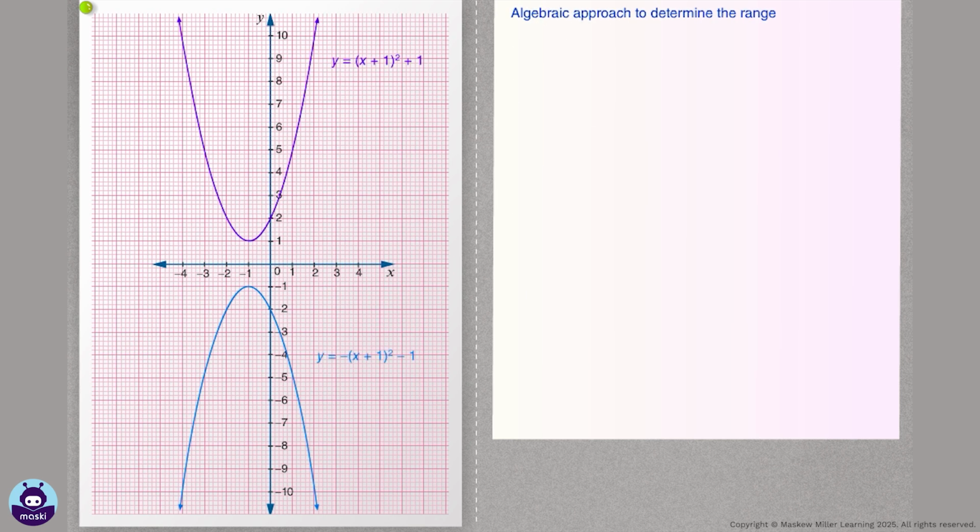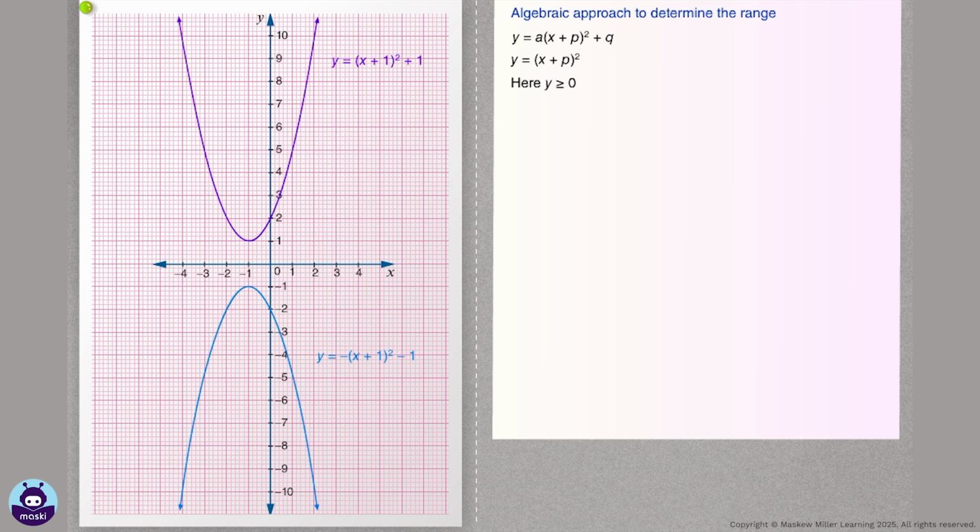Algebraic approach to determine the range. In the given equation, y equals a times x plus p the whole square plus q. The term x plus p the whole square is never negative, so the range of the equation will depend on the sign of a and the sign and magnitude of q. Let us build the range for the equation starting from the basic function.